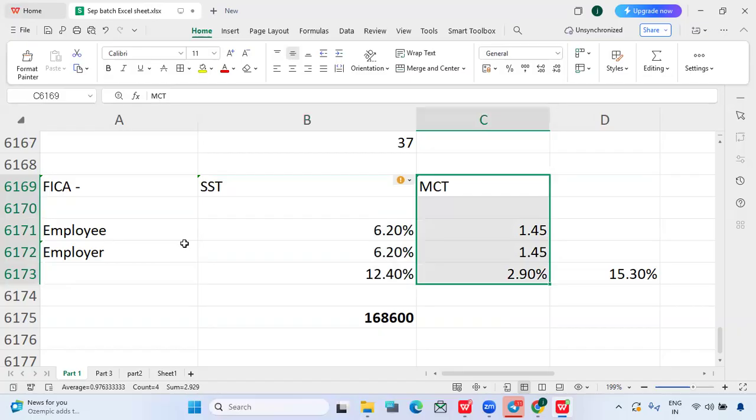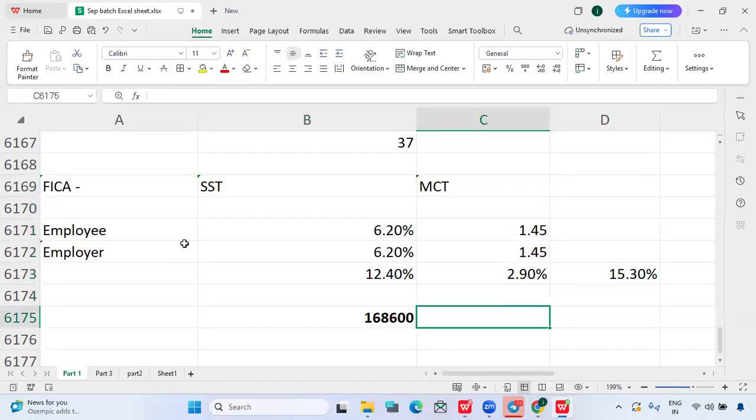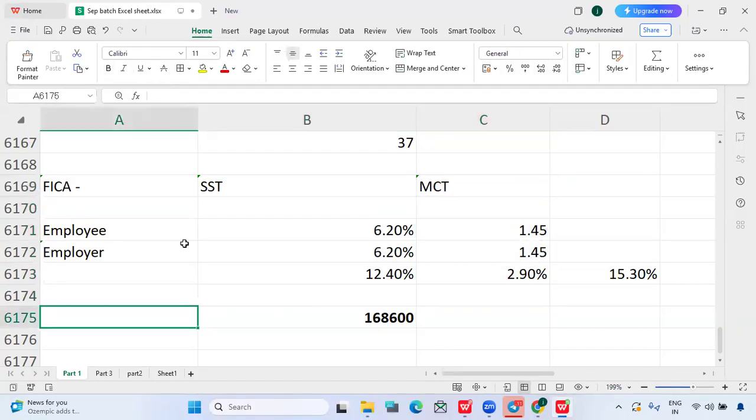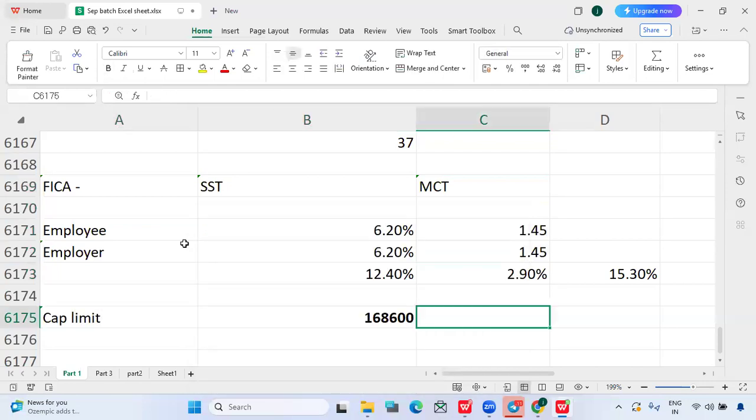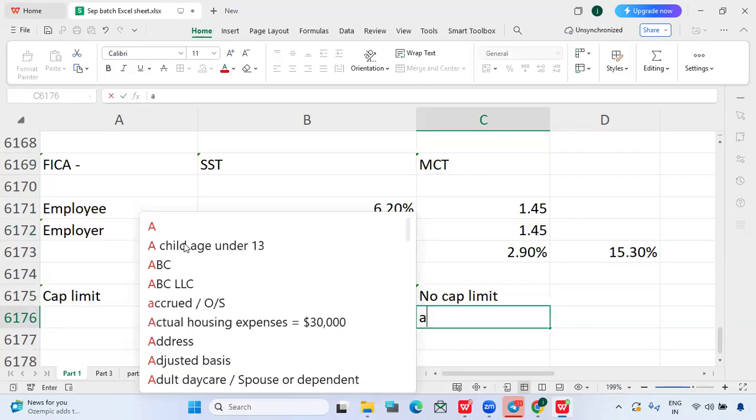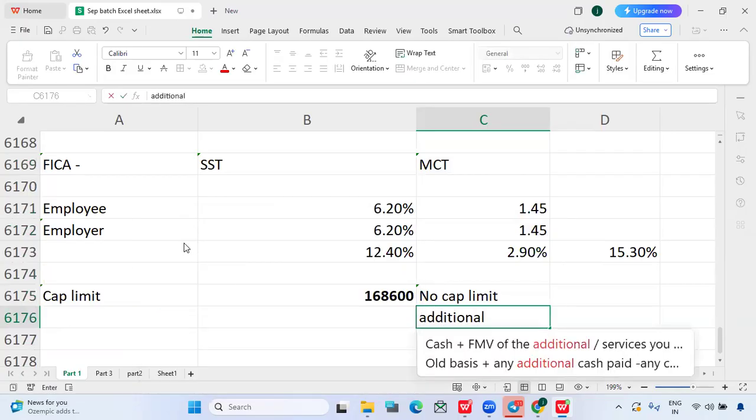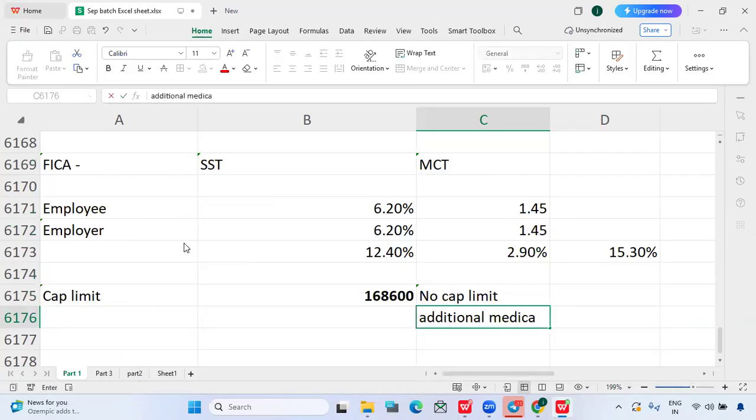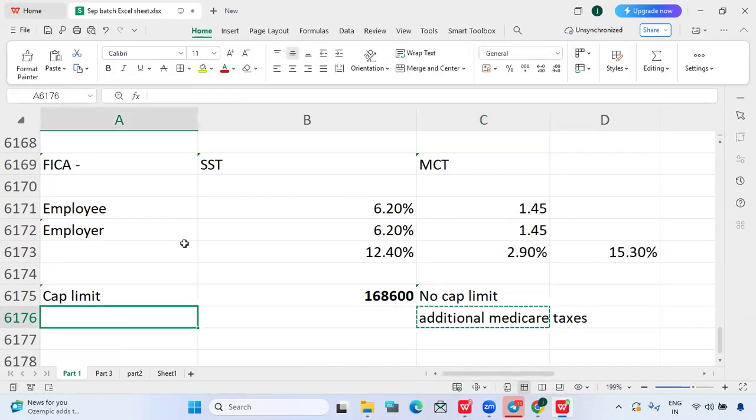What about Medicare? Do we have any cap limit for this? No cap limit. If the income is increasing, then we have to pay additional Medicare taxes. That is another thing in Medicare taxes: if the income is increasing, we have additional Medicare taxes.